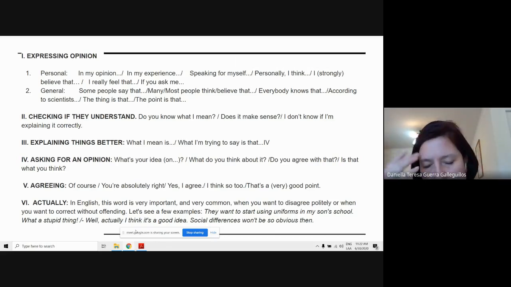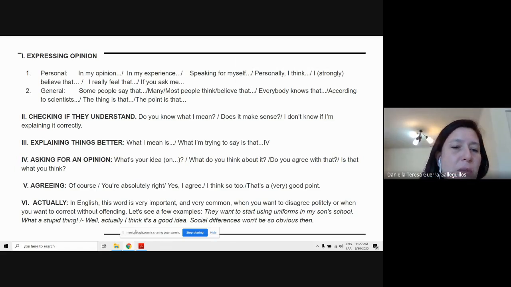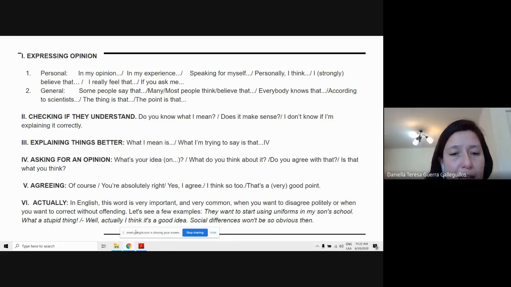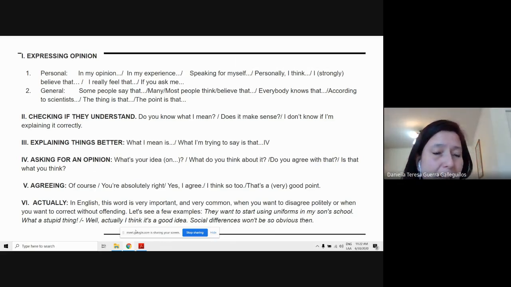Like in this example, they want to start using uniforms in my son's school. What a stupid thing. Well, actually, I think it's a good idea. Social differences won't be so obvious then. So you say, well, actually, and then you give your opinion. It sounds much more polite than saying, what a stupid thing, right? So when you reply to someone's opinion, you say, well, actually, I think, or well, actually, in my opinion, well, actually, speaking for myself.